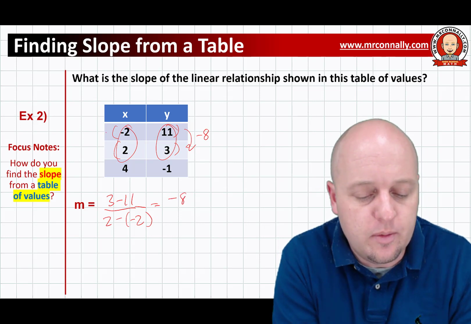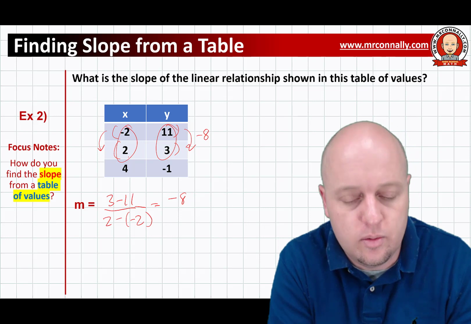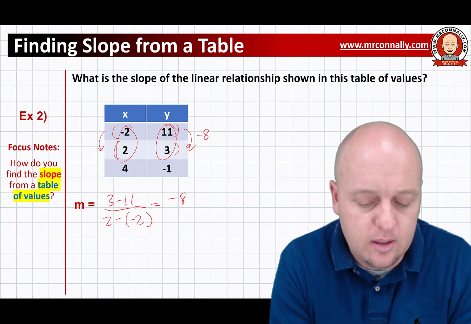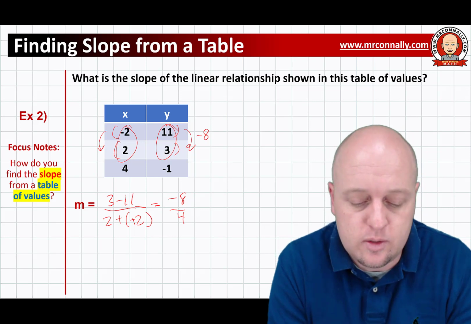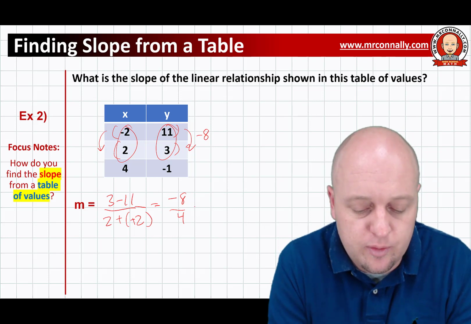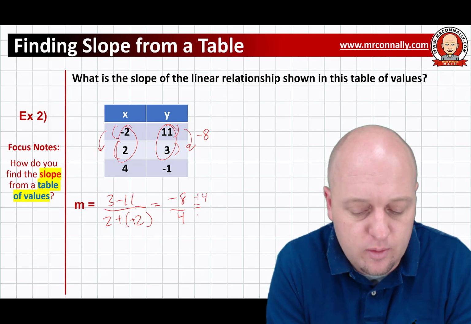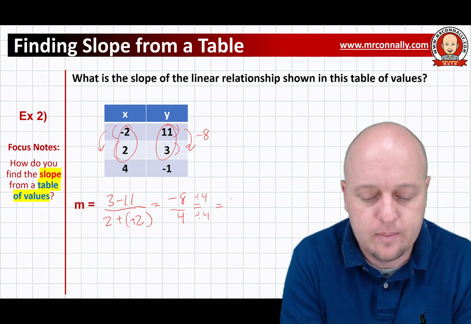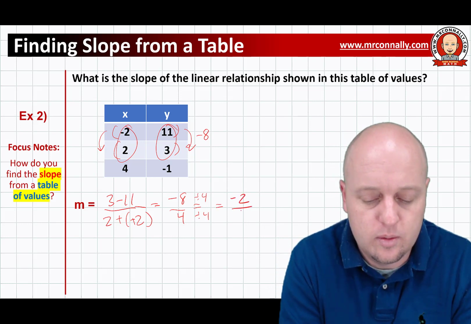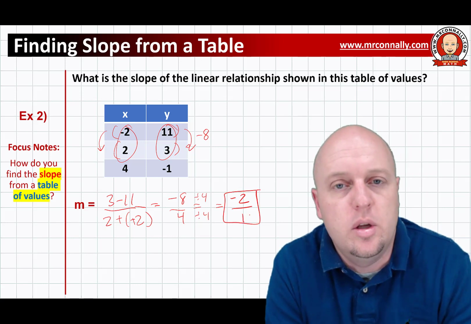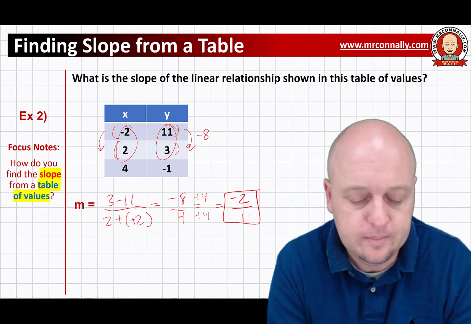What about if I jump from -2 up to 2? That means I'm going to be +4. Okay, so that must mean that -8 over 4 is our slope. That reduces, we can always divide it by 4, and that reduces to -2, and 4 over 4 is 1. So the slope is -2 over 1, or you could just say -2.